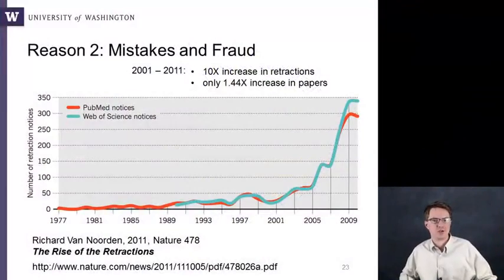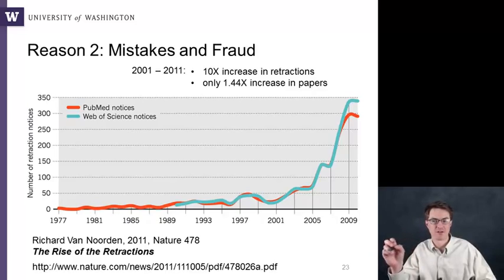Okay, so what's a second reason for this decline effect, for the truth wearing off? Well, another one is just people make mistakes, and in some cases there's instances of fraud. And so there's some evidence here that these kinds of things are going up as well, as measured. One way to measure this is by the number of paper retractions, and the number of retractions has gone up fairly significantly, as Norden pointed out in 2011 in an article in Nature.